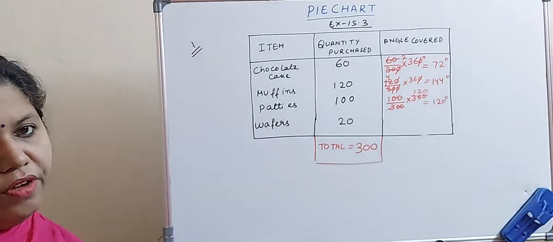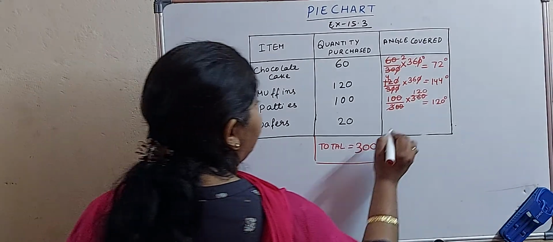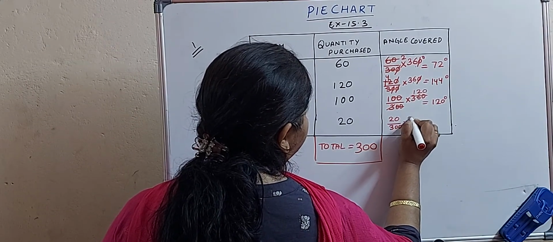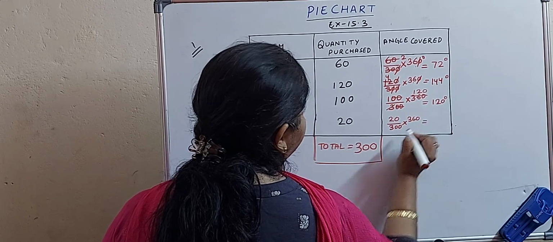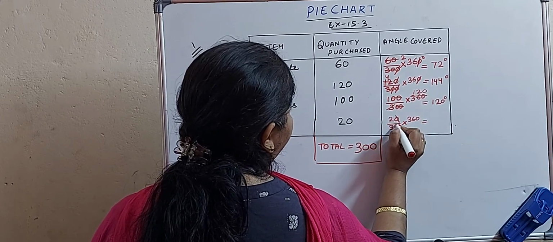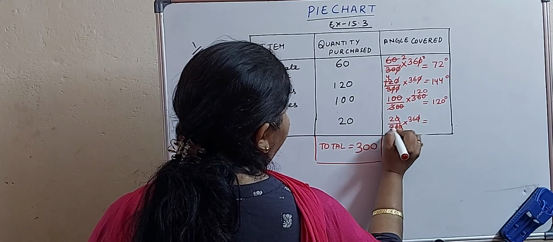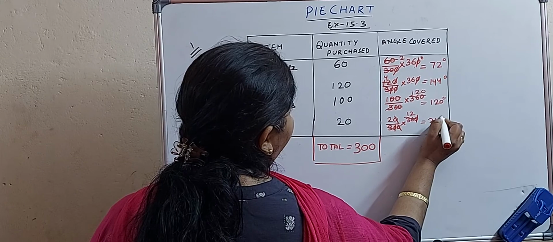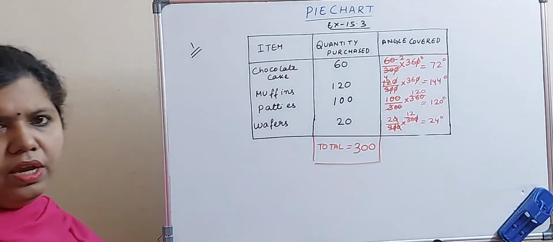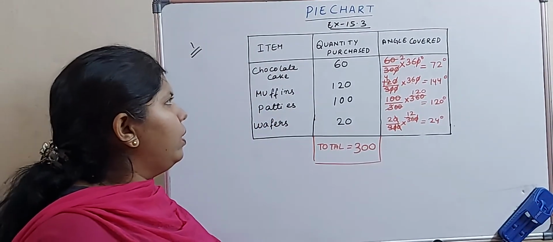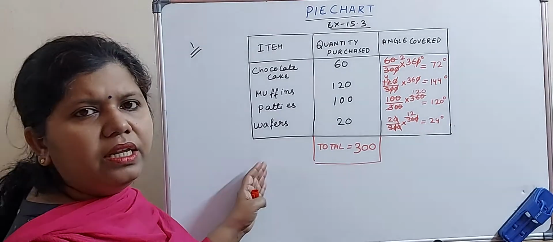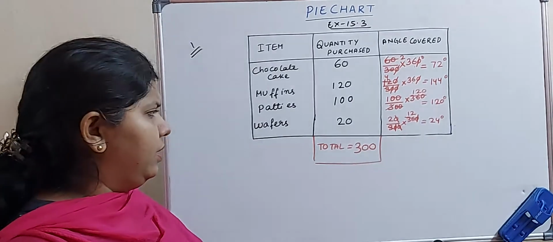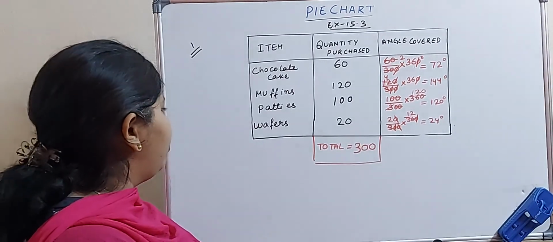Now we will take out the angle for wafers. Wafers will be 20 by 300 into 360. Divide this zero by this, divide this zero by this. 3 into 12 is 36, and 12 twos are 24. So we have finally got 24 degrees. So this is the information that we have to show through the pie chart. Now let us draw the pie chart.